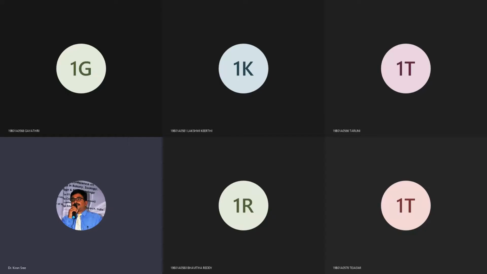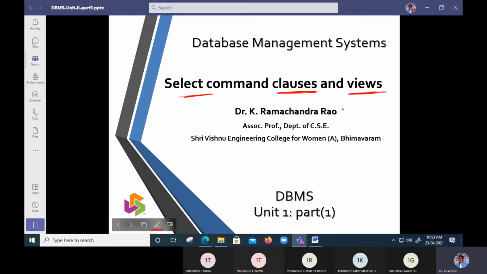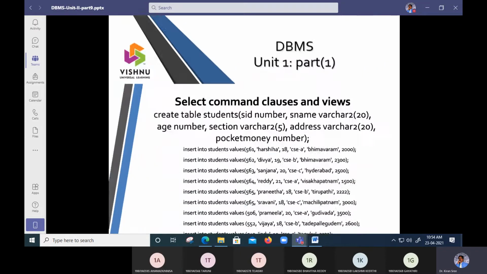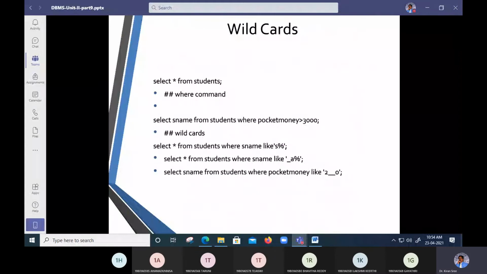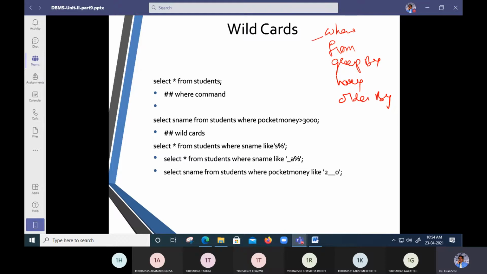How to use the select command and its clauses. This was the primary intention of taking up this class. As far as clauses, we have the where clause, next the from clause, group by clause, having clause, and finally the order by clause. So the intention was to study the working of all the clauses.